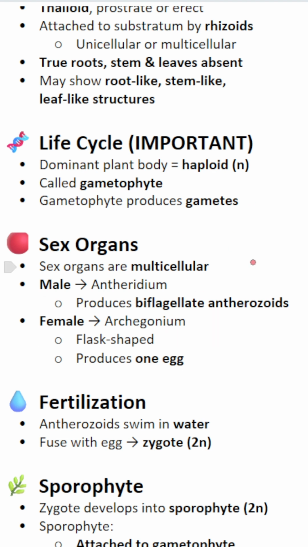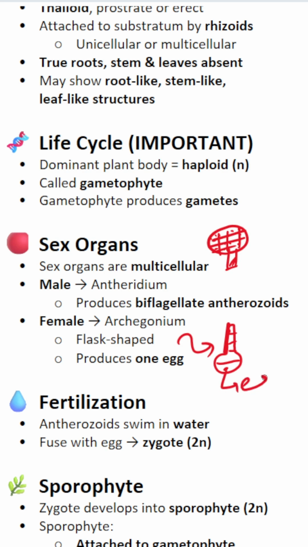Normally the antheridium is a tennis racket-like structure. This antheridium contains antherozoids as the gametes. This is the stalk present. But the archegonium is a flask-shaped structure. They have neck cells, neck canal cells, and an egg cell present. So this is the archegonial structure, and they have an egg present here.